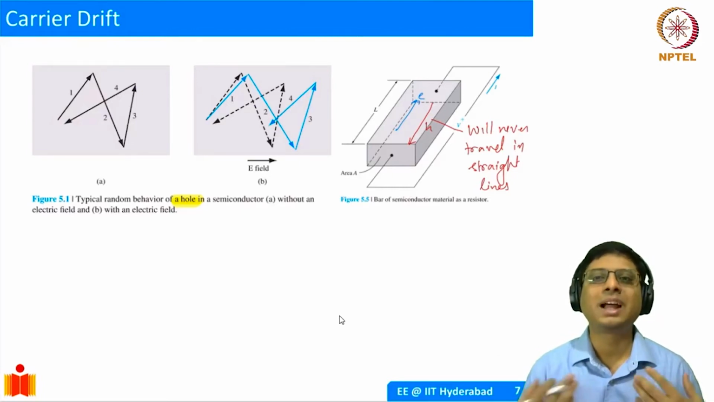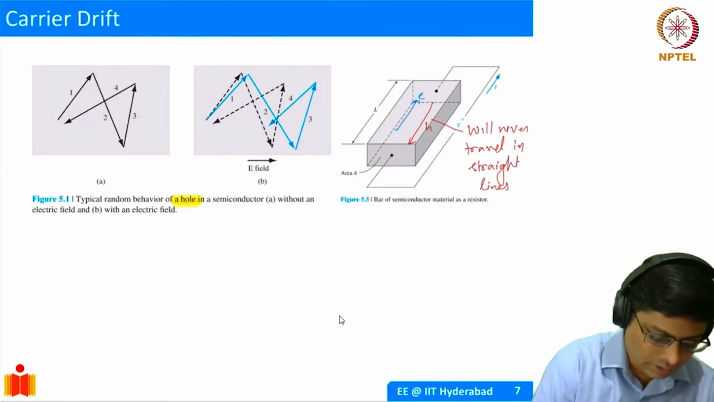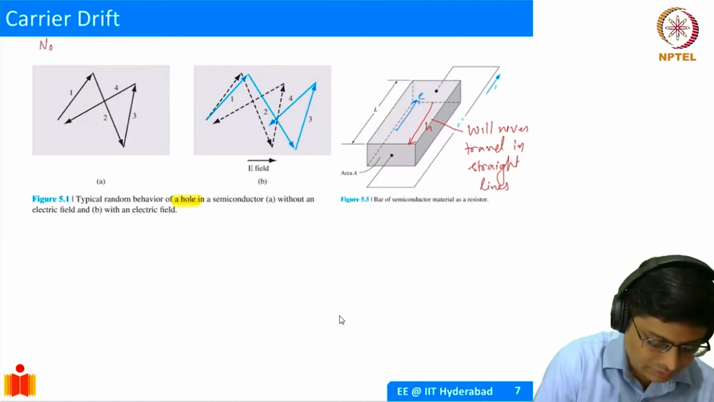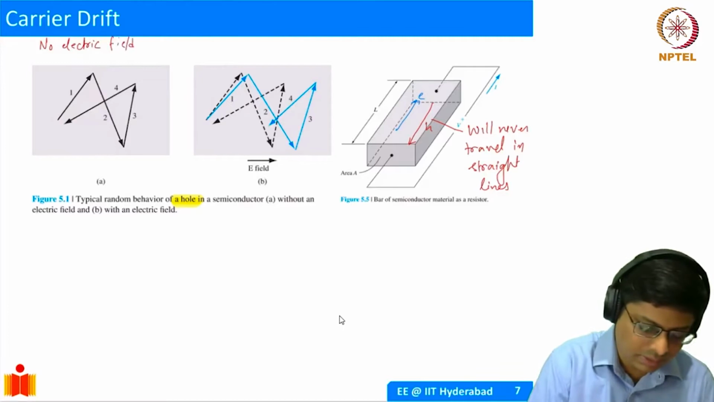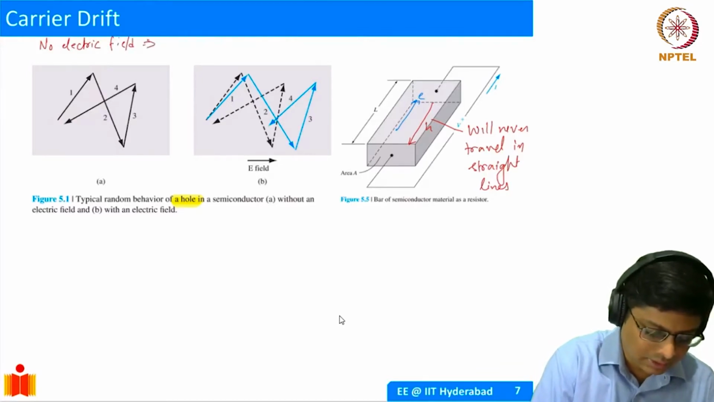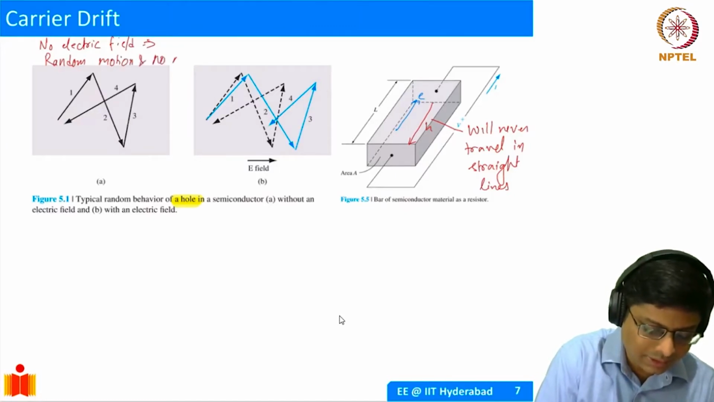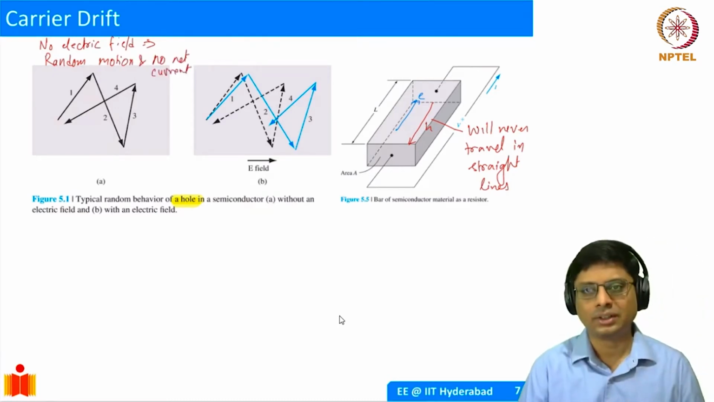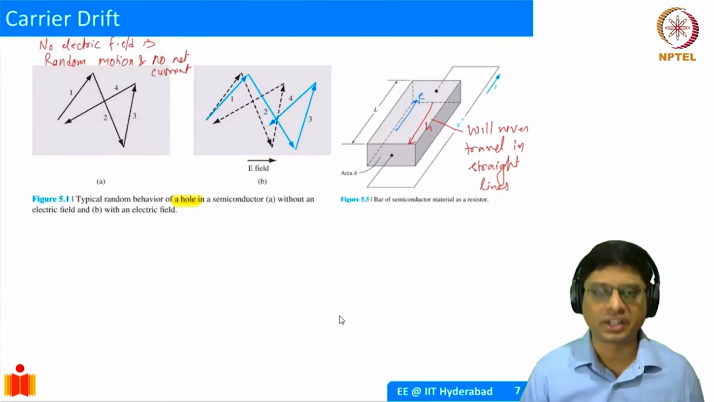So if you have no electric field, that implies random motion and no net current. Current occurs when your charges move, right? When you don't have a field, there is this random motion, and finally, on an average, there's no net current.